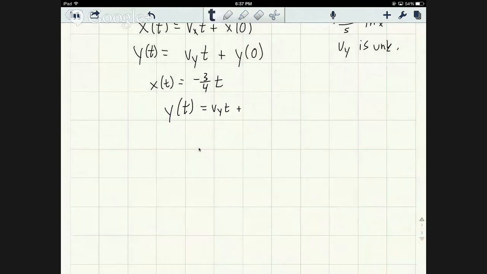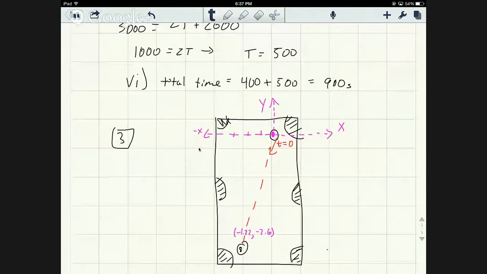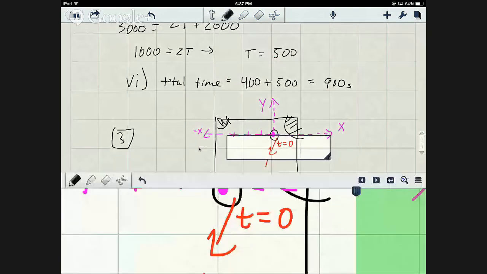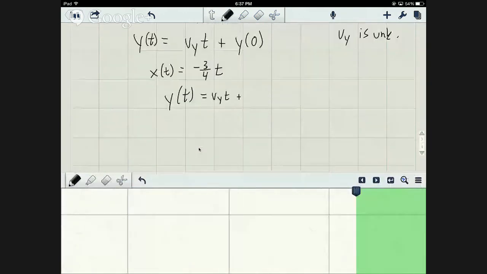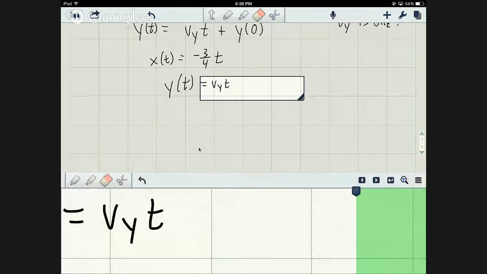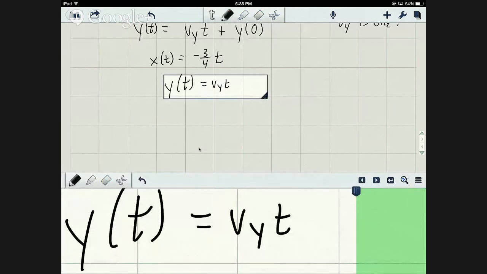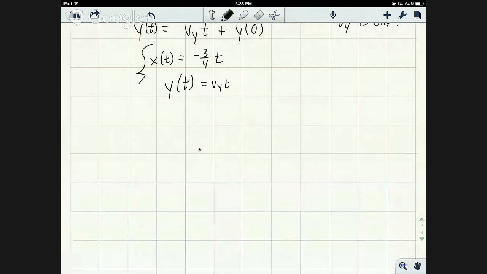What's the y-coordinate of the cue ball at t equal to 0? Well, we're at the origin, so it's 0, and so plus 0 is just that. So we have these two functions. That would be my position function. That would be that part.